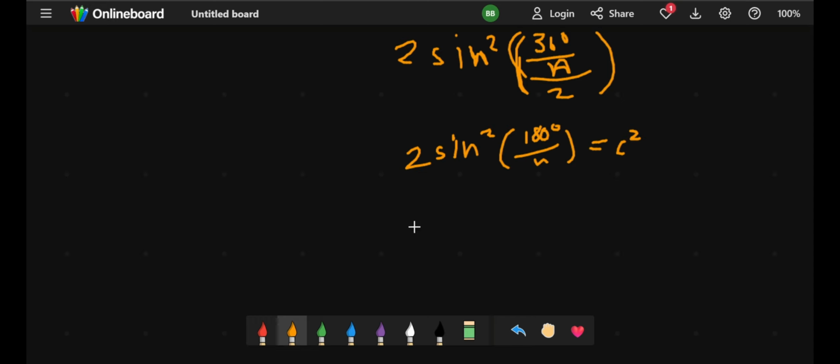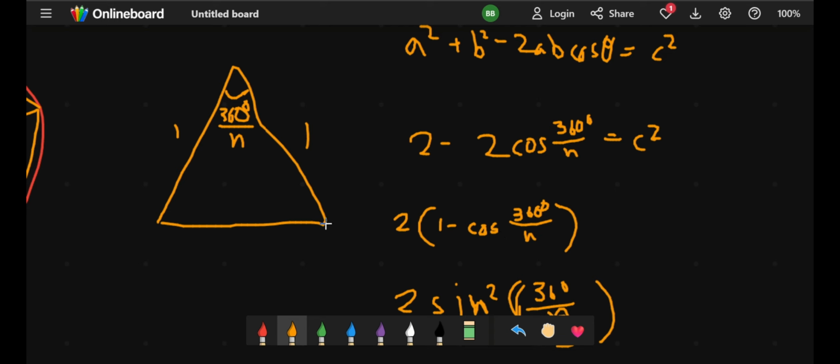Since these two things are being multiplied, I can take the square root of 2 out, like this, and get sine of 180 degrees over n. The reason the sine didn't change is that initially it was sine squared, and now it's just sine. And this is equal to c. So c is sine of 180 over n times root 2. So that's what we know.